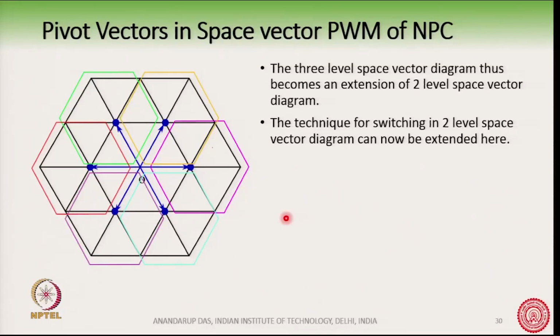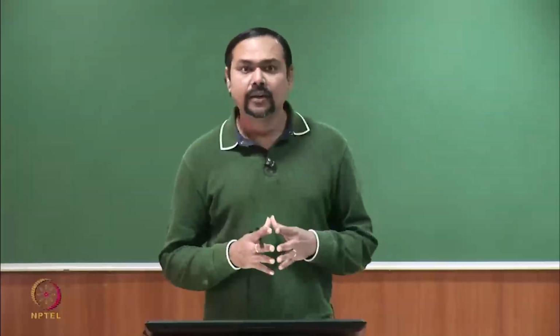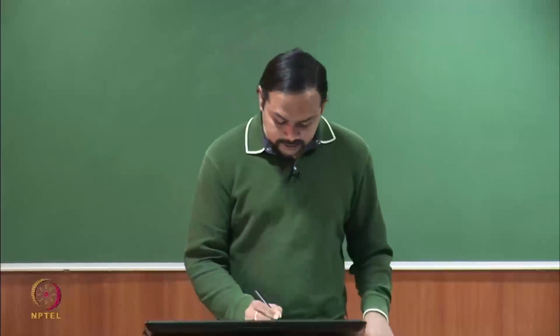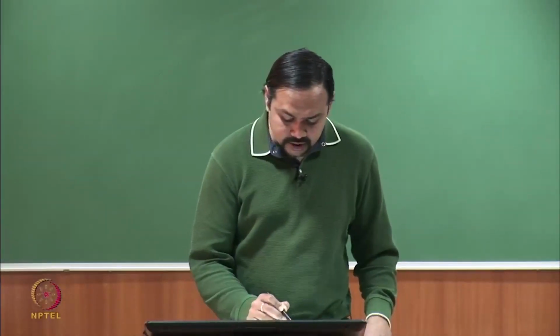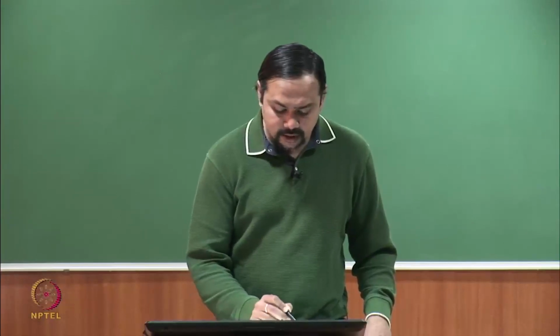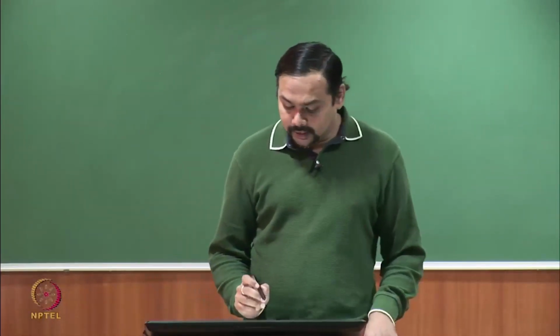Okay. So, once we visualize the bigger hexagon like this, it becomes easier for us to do the pulse width modulation on the 3 level space vector diagram. In order to go into this, we understand that with this as the pivot vector, this hexagon can be switched just like a conventional 2 level space vector diagram.